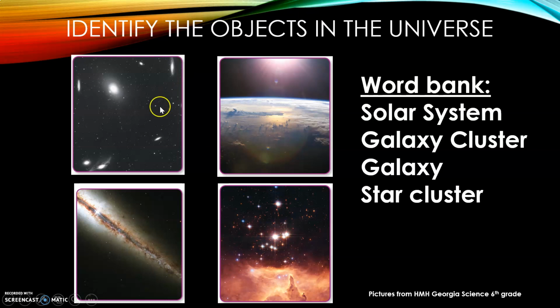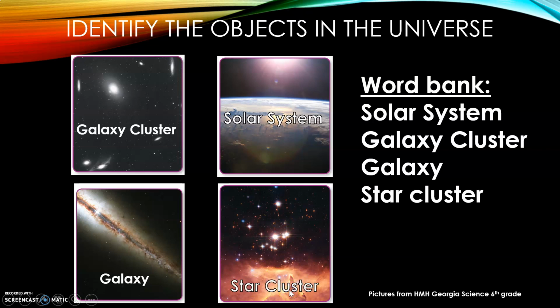All right, let's look at the first one. If you said it was a galaxy cluster, you would be correct. Each of these large white lights represents a galaxy. Let's look at the second one. If you said solar system, you would be correct. This is actually planet Earth, and that's the star, the sun. Let's look at the third one. This is a galaxy. This is what one of those would be in this galaxy cluster picture. And so this one, therefore, all of those bright lights would represent stars, and this is a star cluster.